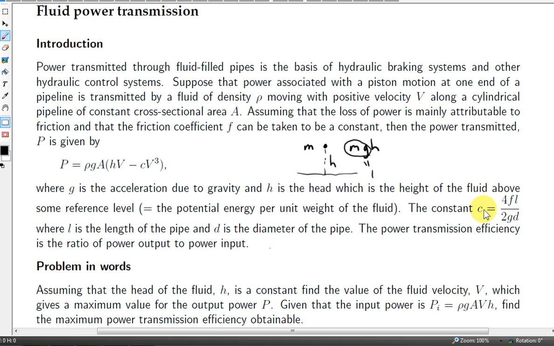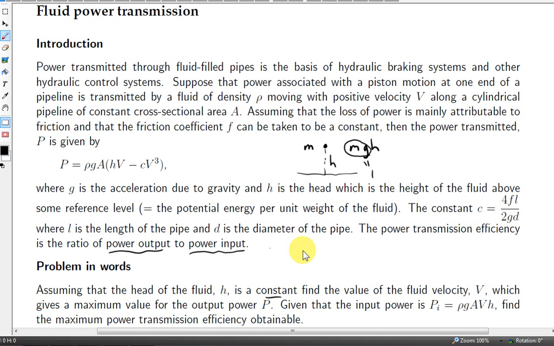We also have this constant c, which is 4fl over 2gd, where l is the length of the pipe and d is the diameter of the pipe. The power transmission efficiency is the ratio of power output to power input. Assuming that the head of the fluid h is a constant, find the value of the fluid velocity v, which gives a maximum value for the power output P.